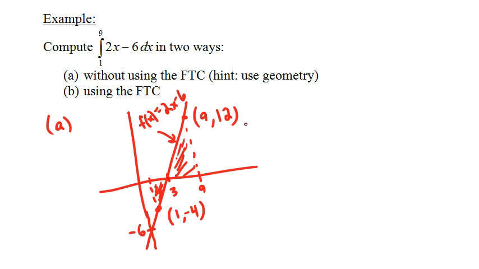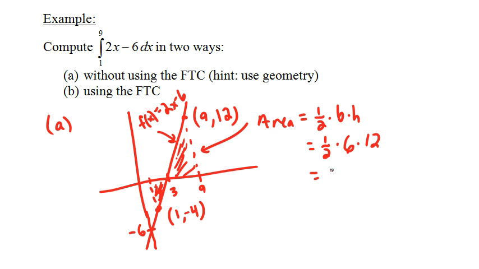Okay, so let's look at the area of this region. Again, it's a triangle, so we're just going to look at 1/2 the base times the height. The base is 6. You see here, between 3 and 9, that's the base. And the height is 12. 1/2 of 6 times 12, that would be 36. So 36 is the area of this region, but we also have this region here that's below the x-axis.